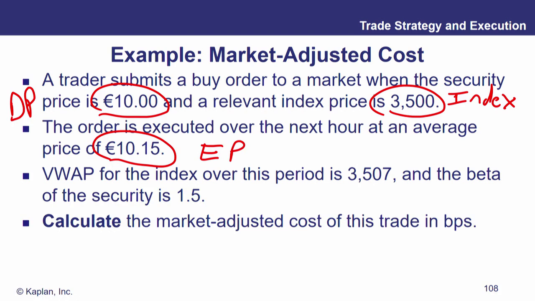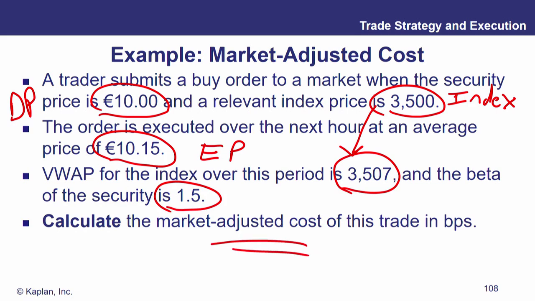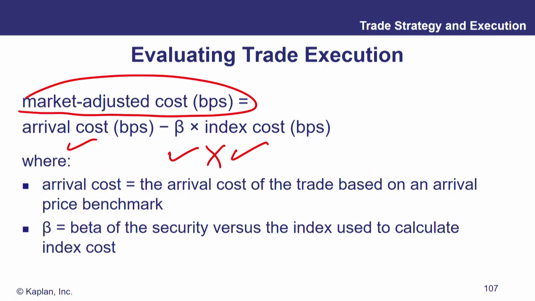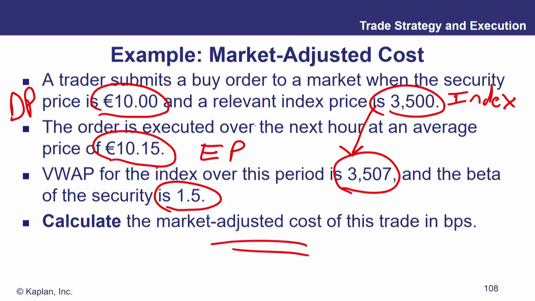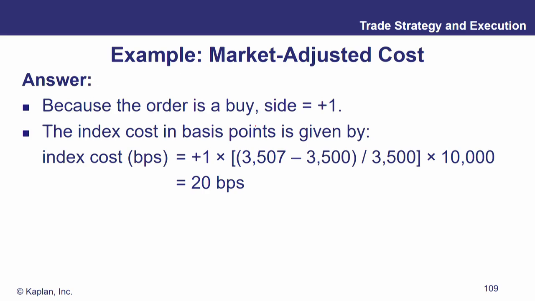Now VWAP for the index over this period is 3,507. So look, the market moved. It went from 3,500 to 3,507, and we've got a beta of 1.5. So we want to calculate the market adjusted cost of this trade. So remember, for the market adjusted cost of this trade, we need an arrival cost. Then we're going to subtract the beta, what they gave us, multiplied by the index cost that we have to actually calculate. Okay, so let's jump in and do this.